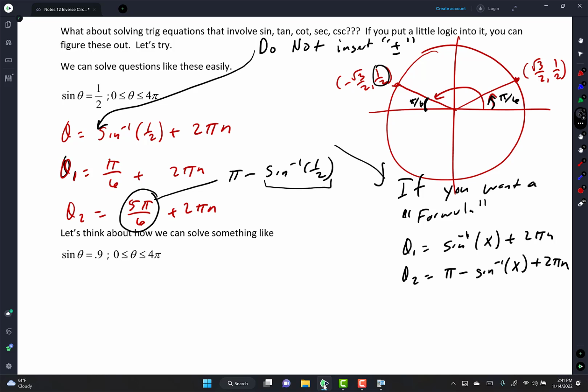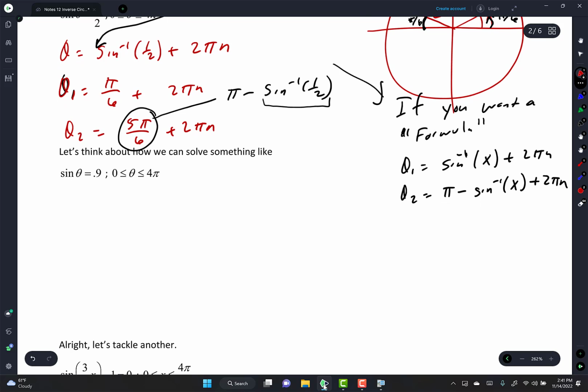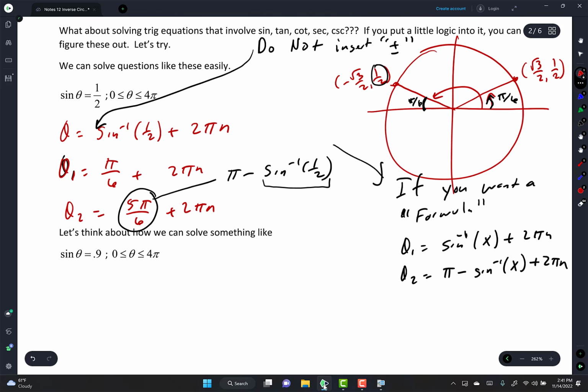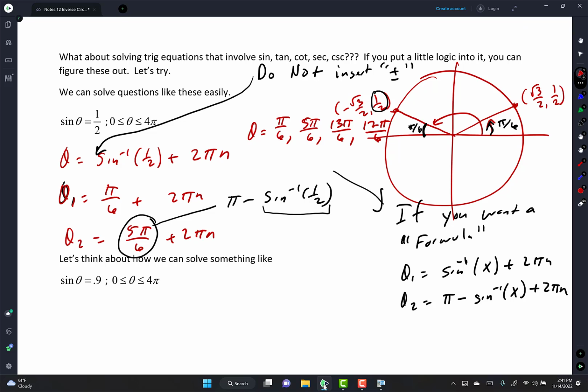Okay. So now look at this one. And I know I like 0.9 for some reason. Did I even answer this one? I didn't even answer this one. Sorry, guys. Here we go. My answers. The first answer is pi over 6. The next answer is 5 pi over 6, comma, and then add 12 pi over 6. So 13 pi over 6, comma, then add 12 to 5. What's that? 17 pi over 6, and that's it. If you go another 2 pi, you'll be above the 4 pi.